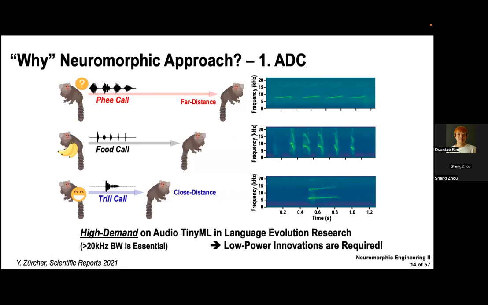application. So there is a very high demand for audio TinyML in language evolution research. Here, the example shows monkeys interacting with each other by sending signals such as pee or food or tree calls, and we can see there is a spectrum. It touches across more than 20 kHz, even touching 50 kHz. So for language evolution research, such as this kind of monkey research, more than 20 kHz bandwidth is essential, and low power innovations are still required instead of just a general purpose ADC.